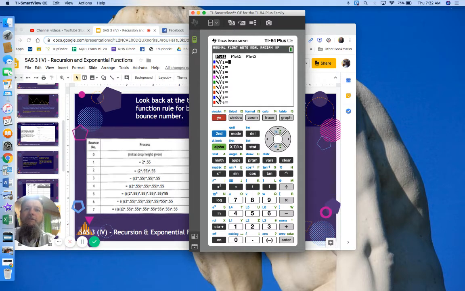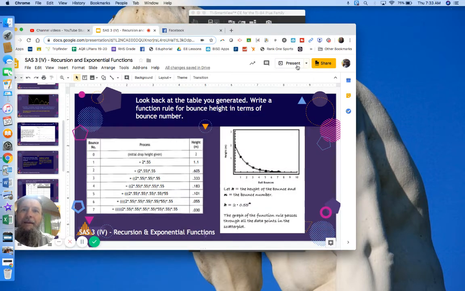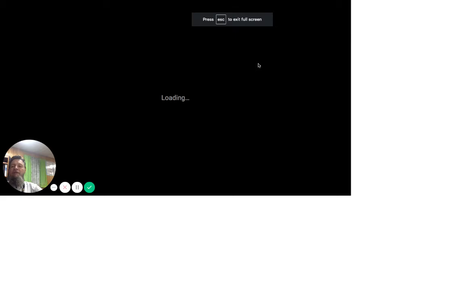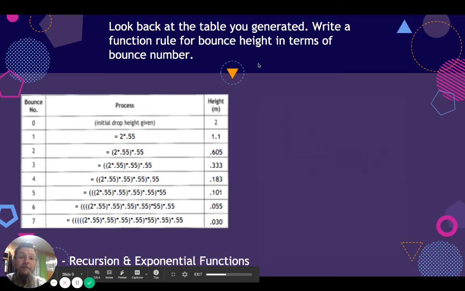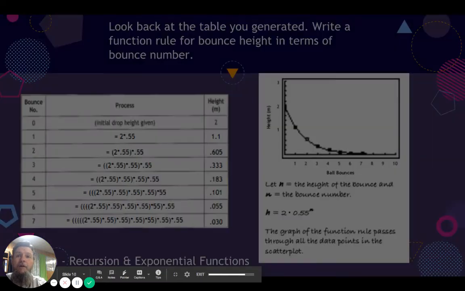Now I'm going to put in y equals 2 times 0.55. Oops. 2 times 0.55 raised to the n power. Oops, that's not right either. Delete that. Raised to the n power. Now when I zoom 9 it, not only will I have the scatter plot, but that graph runs right through every point. So that is the exact rule we need. So just like the presentation says, we can see from our calculator that we're getting the same information. All right, let's move on.